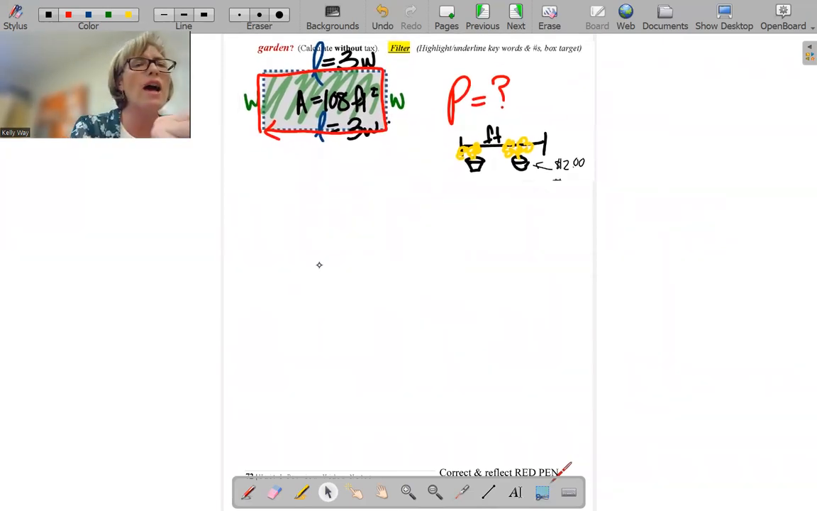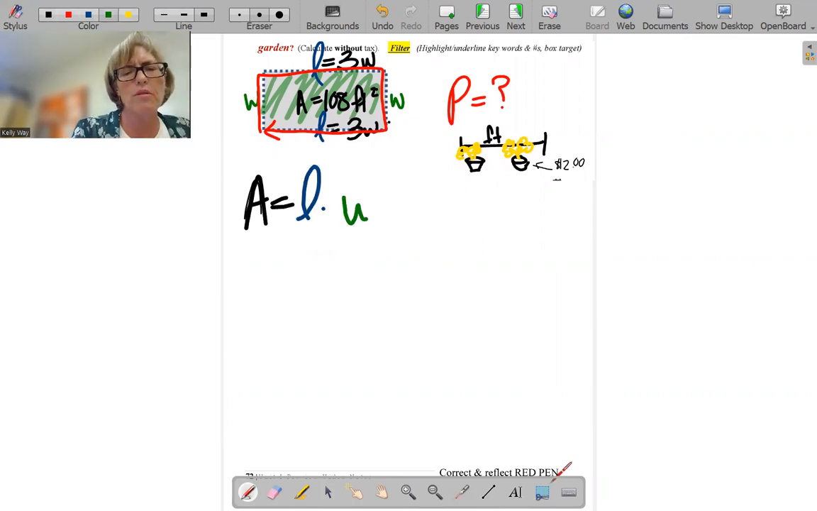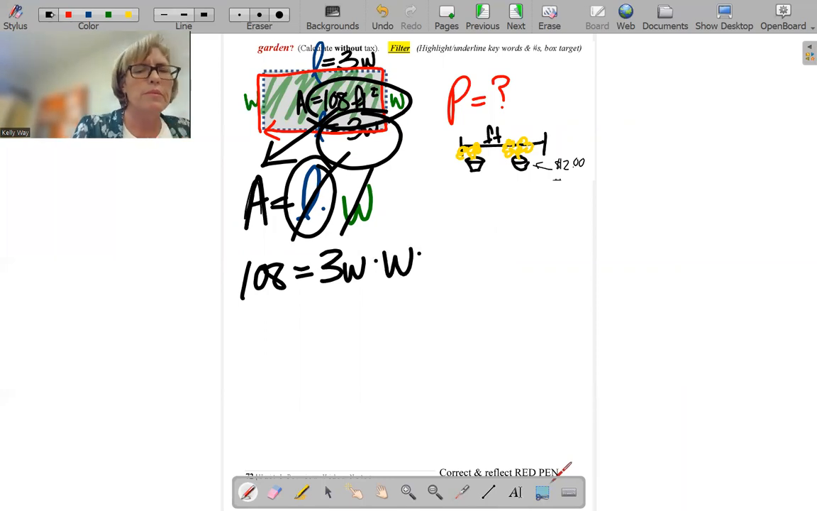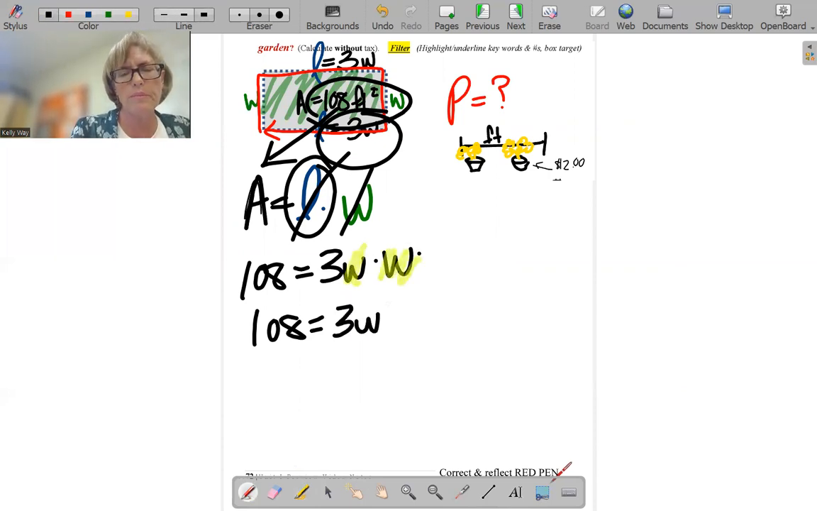Start with what you have, not with what you need. You want the perimeter, you have the area. So you should have had the area equals length times width. Circle, plug, chug. 108 equals, this is 3W for the length, times the W. W times W is W squared. Divide both sides by 3.